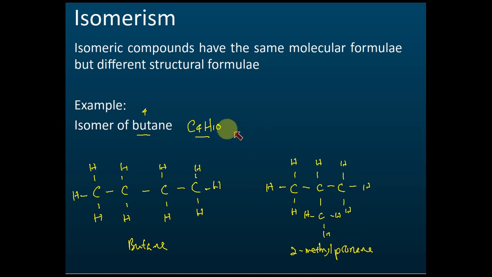And for this butane, it has the same molecular formula. The molecular formula is the same, C4H10, but their structural formulas are different. So we say both of these are isomers of butane. This is an isomer of butane, and this is also an isomer of butane. This phenomenon is called isomerism. Both of these are the isomeric compounds of butane, or they are the isomers of butane.